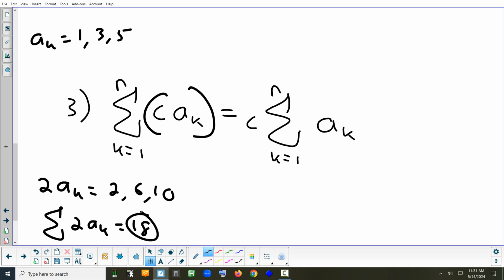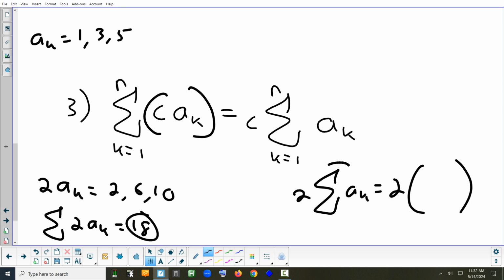Or, we can basically take the 2 and put it in front. So let's just add up all the numbers first. Let's figure out what this is. What's the sum of all the numbers in the original sequence? 1, 3, 5. That gives you 9. And there's a 2 in front to double it. What's 2 times 9? 18. So you get exactly the same thing.